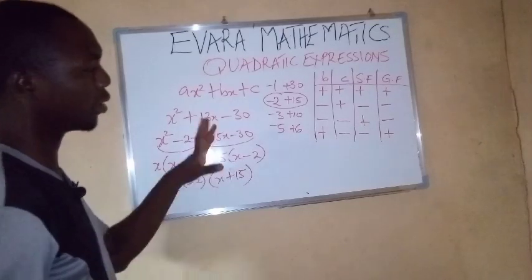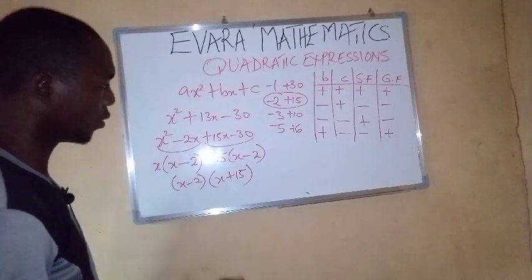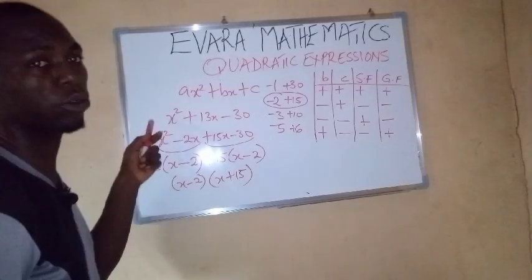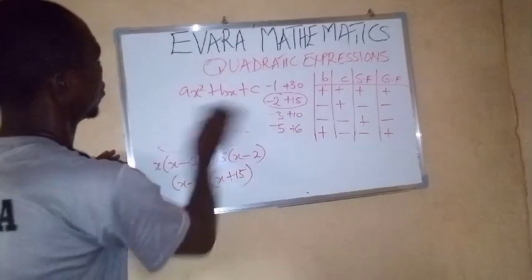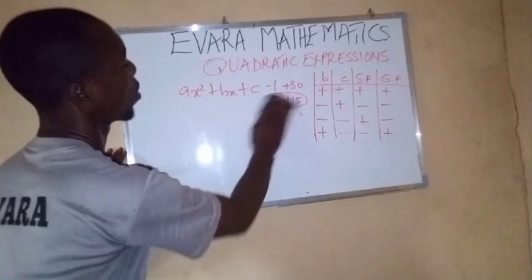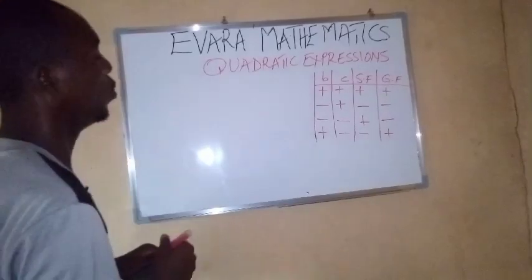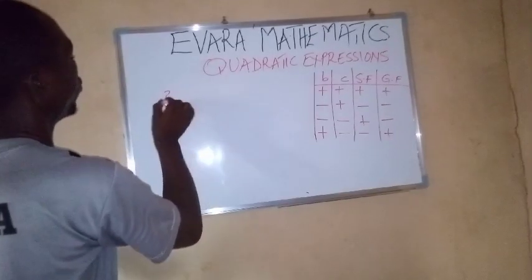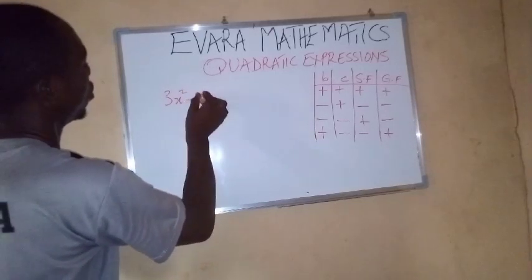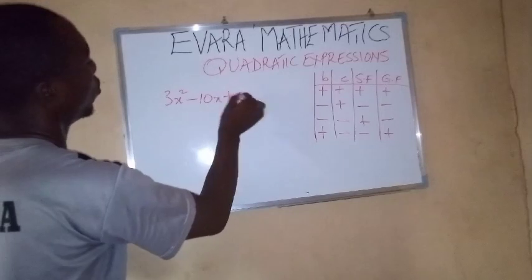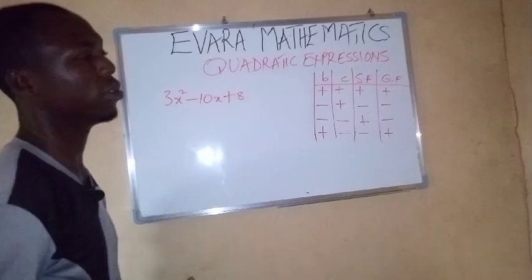So we've looked at an example when the coefficient is 1. Let's take another question where the coefficient of s squared is more than 1. We have 3s squared minus 10s plus 8. So 3s squared minus 10s plus 8.